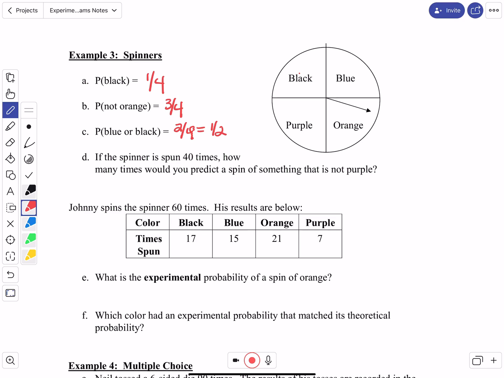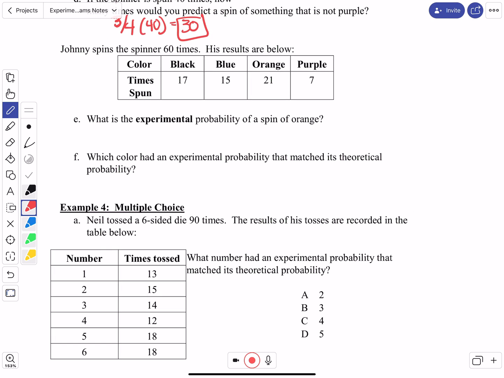If the spinner is spun 40 times, how many times would you predict to spin something that is not purple? Well, 3 out of these 4 colors are not purple. So we would do 3/4 times 40, which would end up being 30. So Johnny spins the spinner 60 times. So here's our experiment. His results are below. What's the experimental probability of a spin of orange? So that would be 21 out of 60.